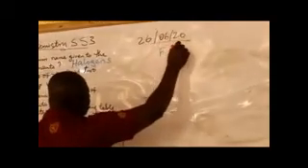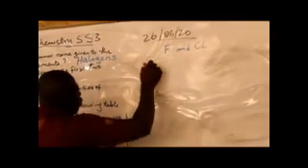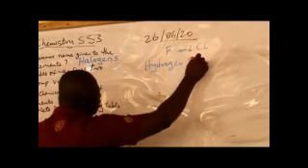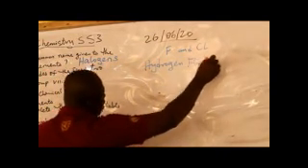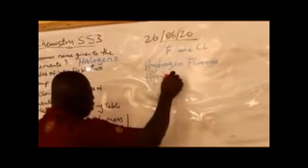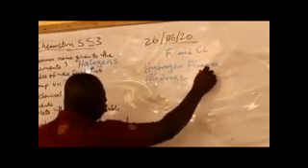Then, name the hydrides of the first 2 elements in group 7. The first 2 elements in group 7 are fluorine and chlorine. So their hydrides are hydrogen fluoride, and for chlorine, hydrogen chloride.